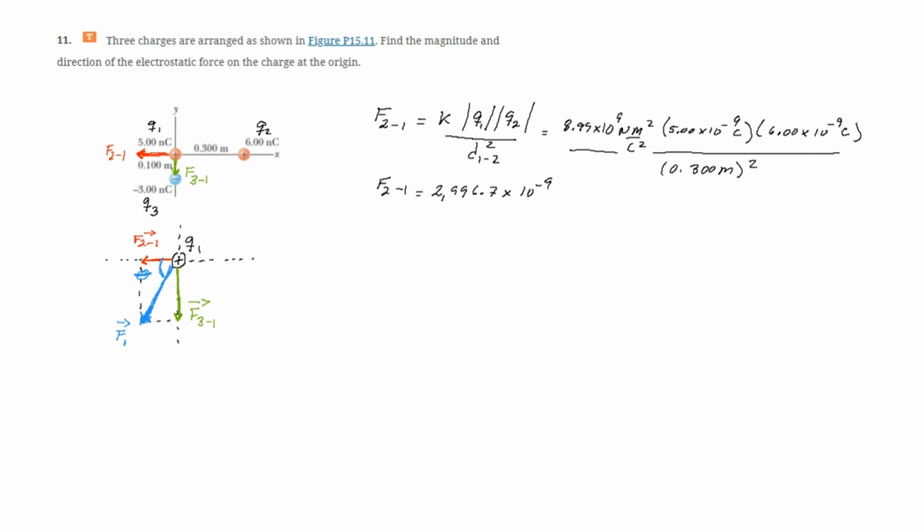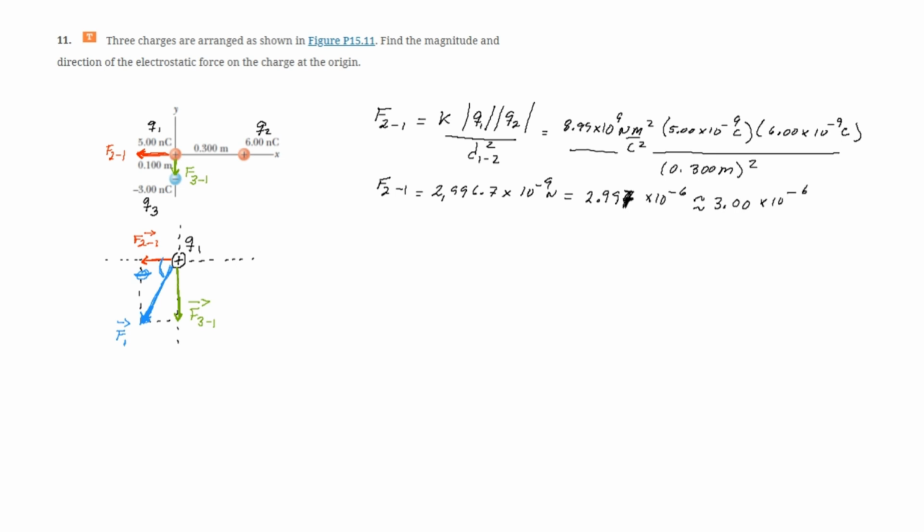So we can write this in scientific notation. So we can say that this is 2.99 times 10 to the negative 6 newtons. So we can round it to 3.00 times 10 to the negative 6 newtons.